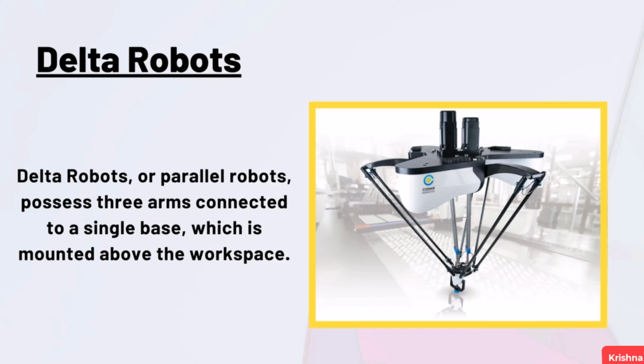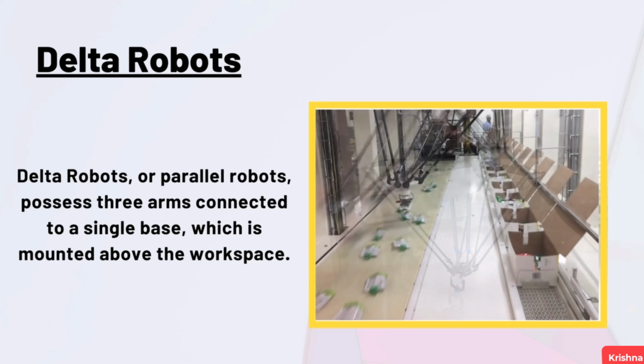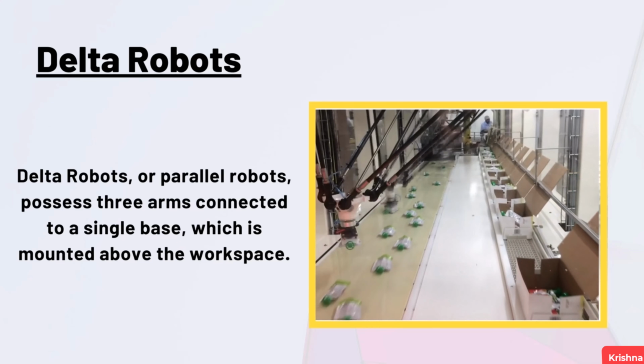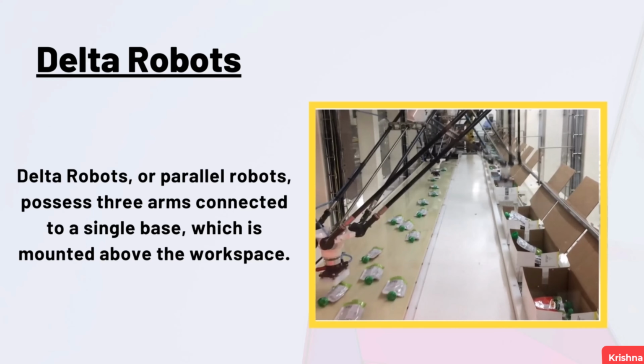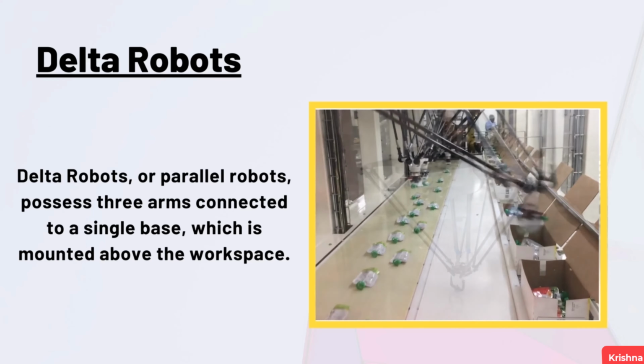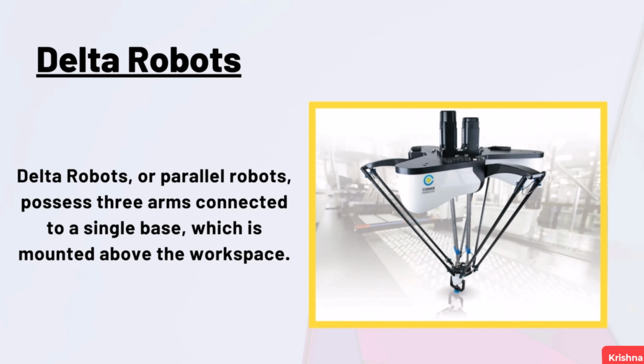And then we have Delta robots. Delta robots are also known as parallel robots. They possess three arms connected to a single base, which is mounted above the workspace. Delta robots work in a dome shape and can move both delicately and precisely at high speeds due to each joint of the end effector being tightly controlled by all three arms. Delta robots are often used for fast pick and place applications in the food, pharmaceutical, and electronic industries.